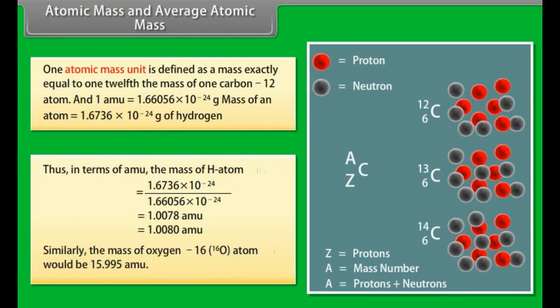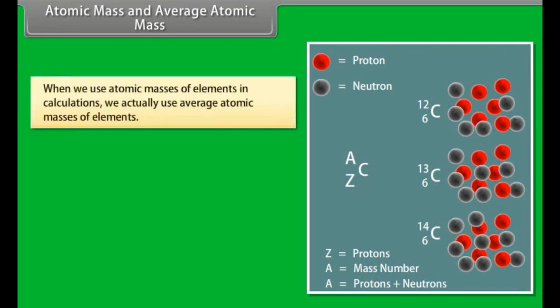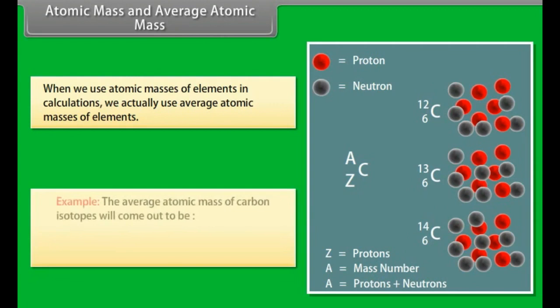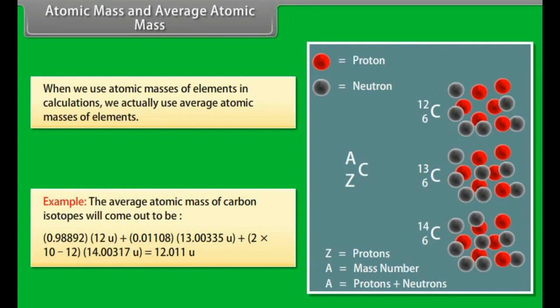Similarly, the mass of an oxygen-16 atom would be 15.995 AMU. When we use atomic masses of elements in calculations, we actually use average atomic masses of elements. Example: the average atomic mass of carbon isotopes will come out to be 0.98892 × 12 u plus 0.01108 × 13.00335 u plus 2 × 10^-12 × 14.00317 u, which is equal to 12.011 u.